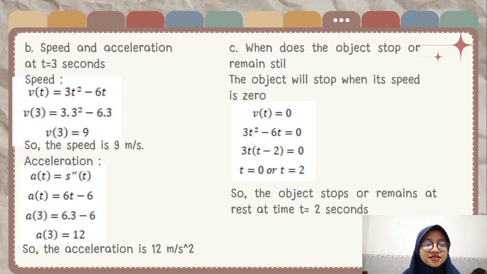c. When does the object stop or remain still? The object will stop when its speed is 0. v(t) = 0. And then we get 3t^2 - 6t = 0, 3t(t - 2) = 0. And we get t = 0 or t = 2. So the object stops or remains at rest at time t = 2 seconds.